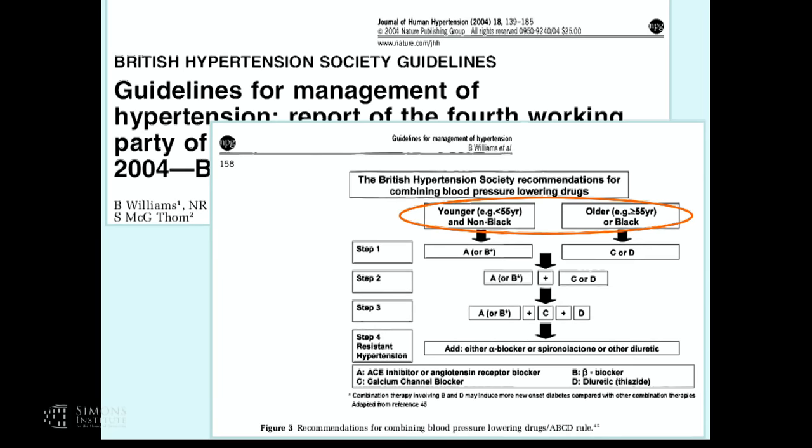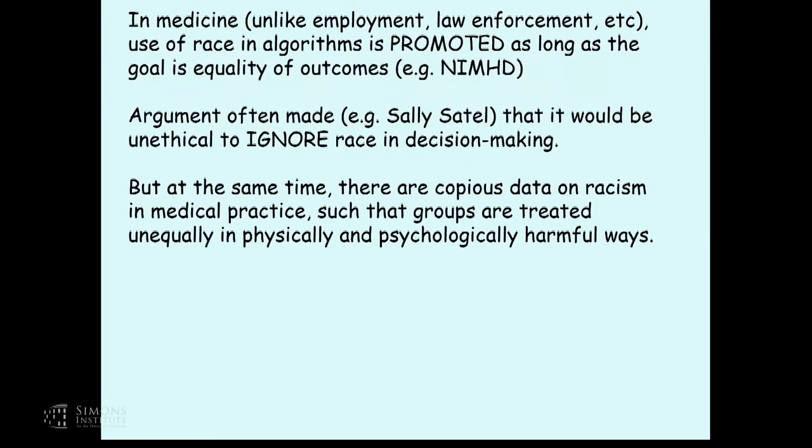This is the algorithm for deciding on first stage monotherapy for hypertension from the British guidelines. You basically go down two paths: one if you're younger and non-black, or older or black, whether you get ACE inhibition or beta blockers, or going down the other pathway, whether your first line antihypertensive is calcium channel blockers or diuretics. So again, this is standard practice in a number of different areas within medicine. In policing, you might have a much stricter criteria about not using this kind of information, but it's actually promoted within medicine, and it would be unethical not to take advantage of this.